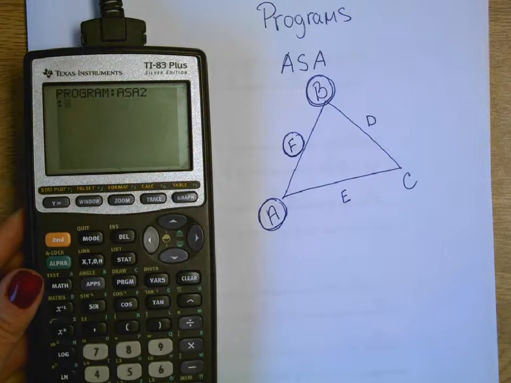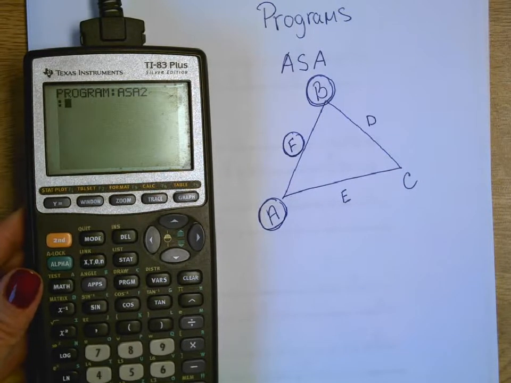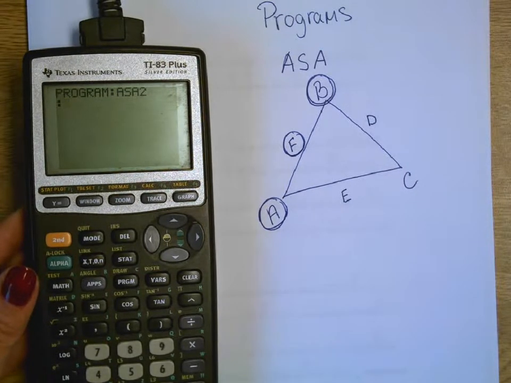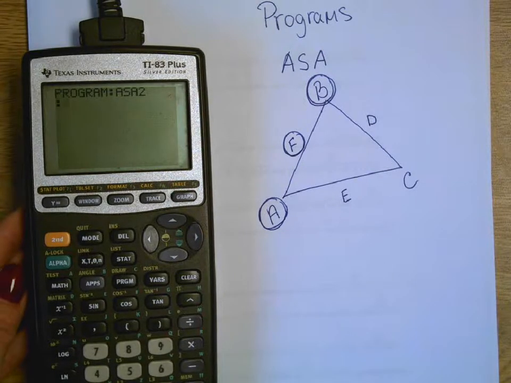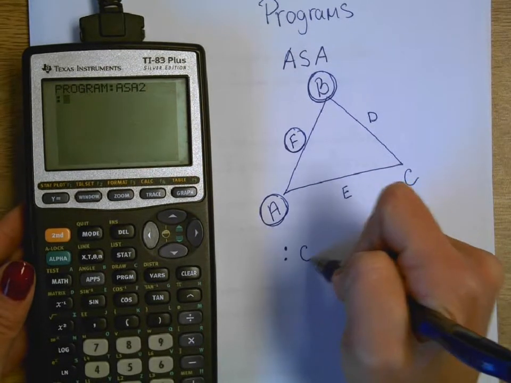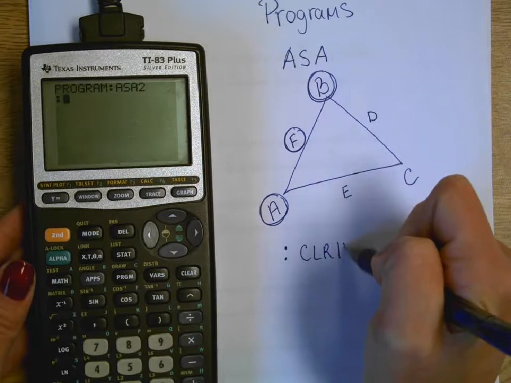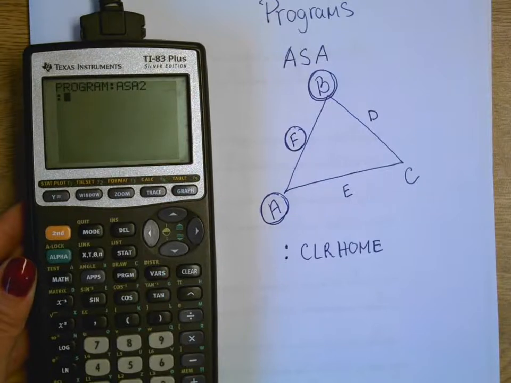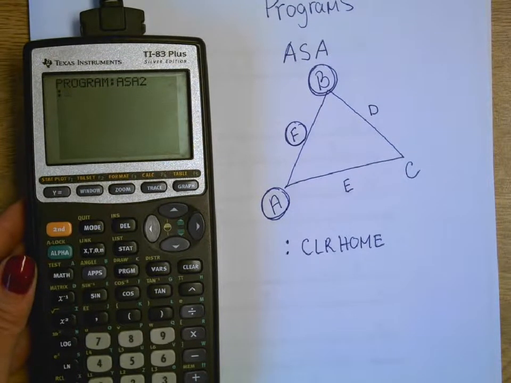Okay, now I'm good. Okay, the first thing I like in my program, you know how the calculator keeps all your work on the screen? And then the next time you use it, all that stuff is there. There's a nice option that'll clear the screen off so you're starting fresh. It's not a necessary line, but I like it. So the first line of our program is going to ask it to clear home. And now I'll show you where that's at. You write that on your paper.